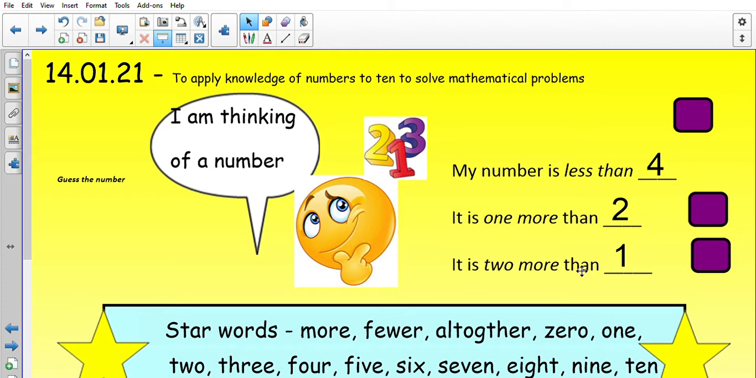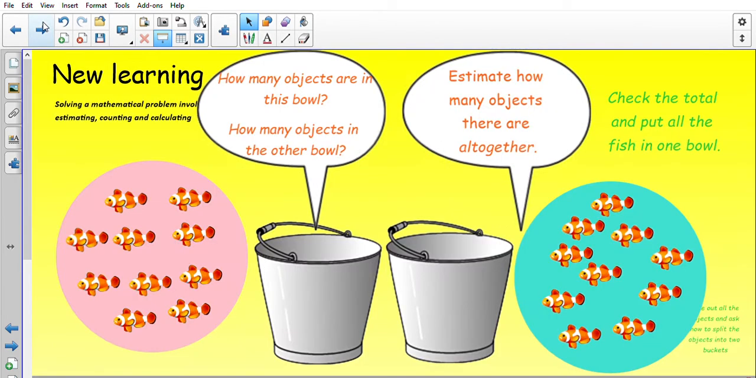It is 2 more than 1. So is 3 2 more than 1? So let's try 1. Count on 2 more. 1, 2, 3. It is. Well done. My number was 3. My number 3 is less than 4. It's 1 more than 2. And it's 2 more than 1. So you might like to have a couple of goes of guess the number at home with somebody at home. But now we're going to move on and have a think about our learning for today.